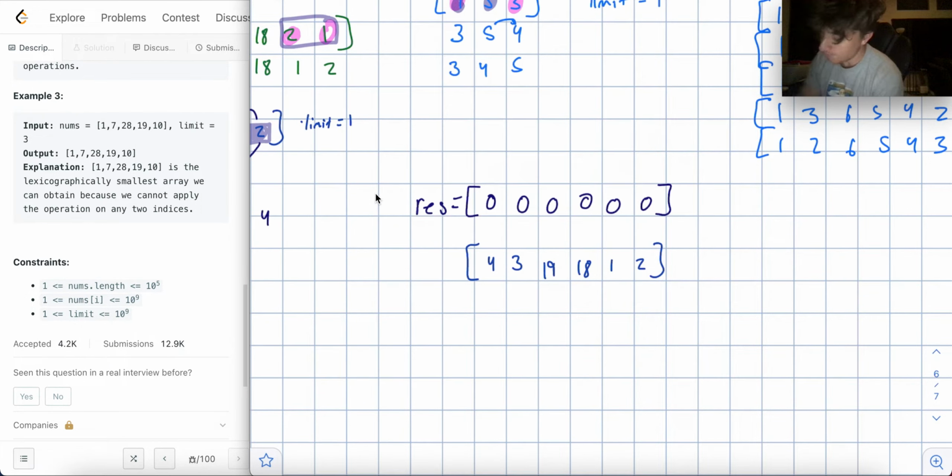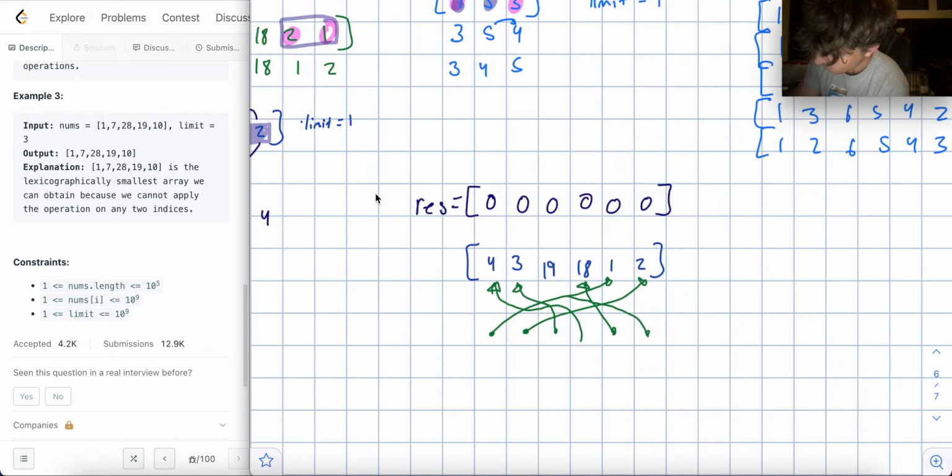So what we'll do is we'll have this one pointer. The next element points to 2. The next element points to 3. The next element points to 4. The next element points to 18. Next element points to 19. Terrible idea this was because it's really hard to see.